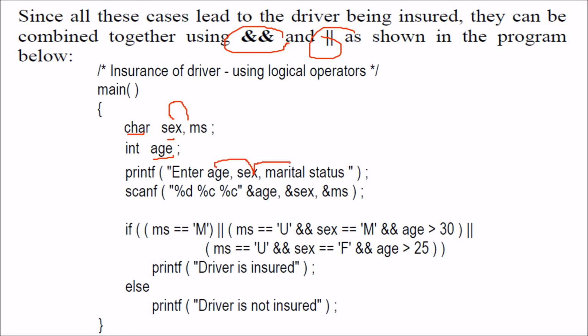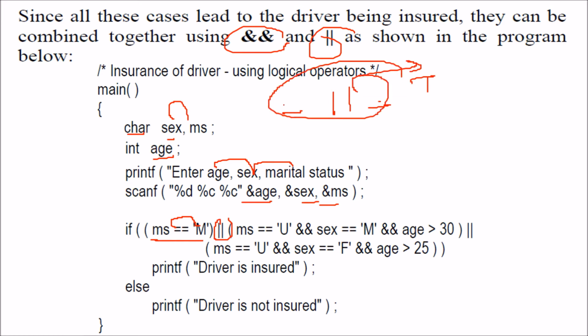Enter age, sex, marital status in these three variables. Now, first condition: if the marital status is man, or... if any of the left or right condition is true, the whole is going to show you true. If both are true, it is true. If one of them is true, then it is true. If both are false, then only OR will give false.